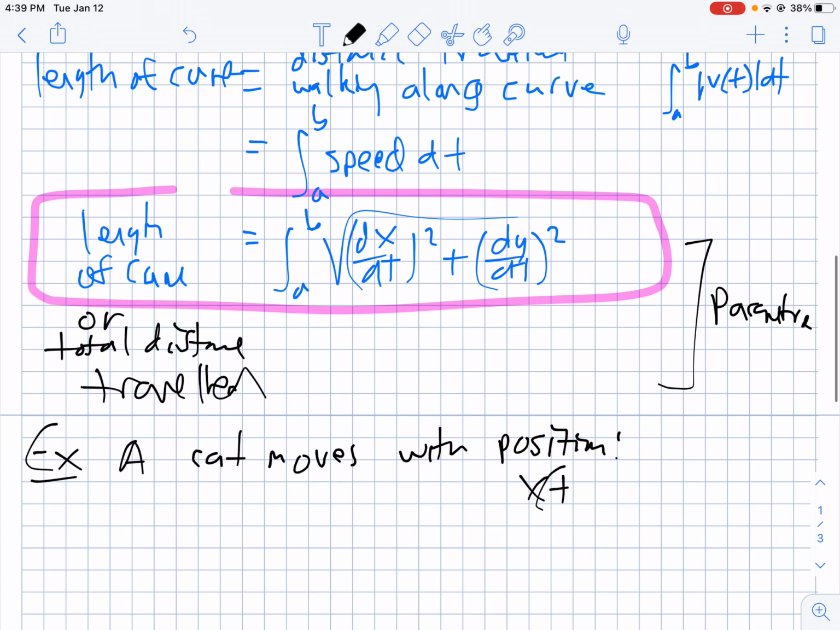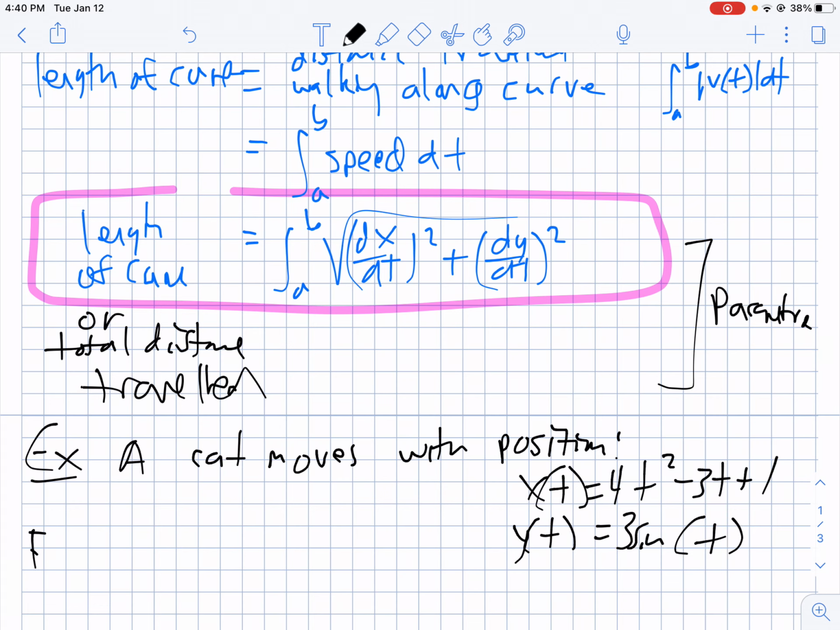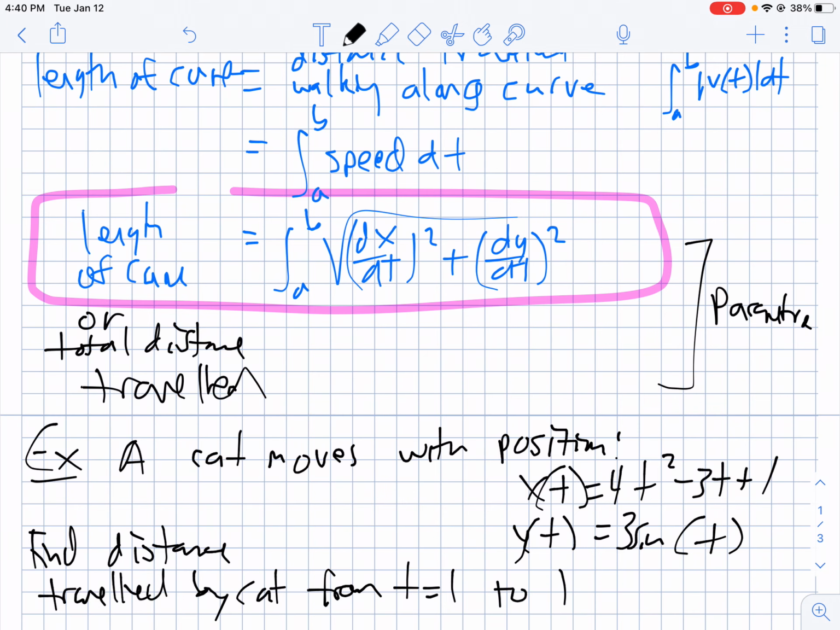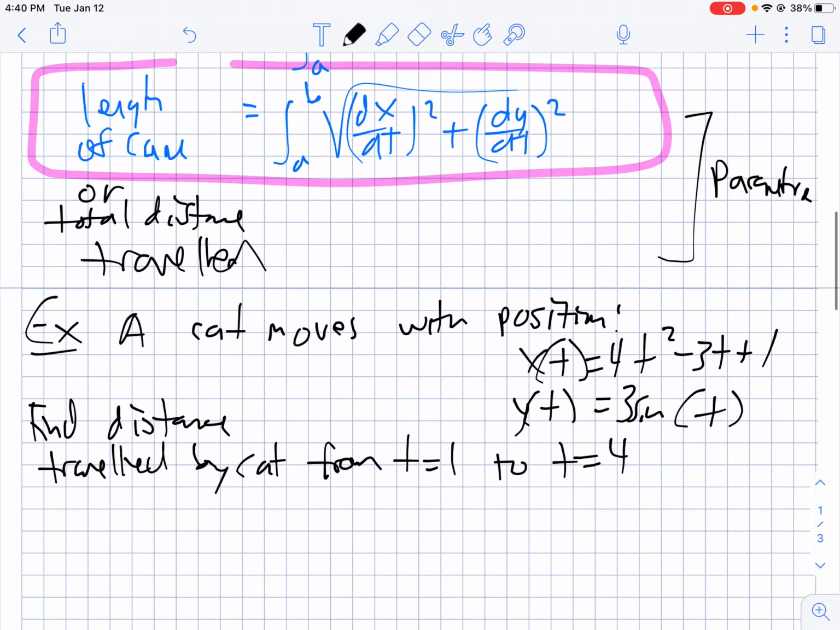X of t is equal to 4t squared minus 3t plus 1, and y of t is equal to 3 sine of t. Okay, and then I'm going to ask you to find the distance traveled by the cat from t equals 1 to t equals 4.